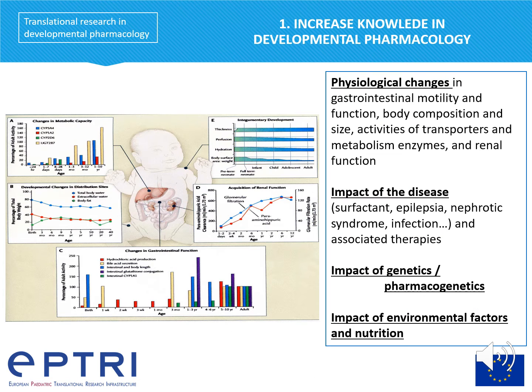First, there is a need to increase knowledge in developmental pharmacology to better understand the factors that impact the pharmacokinetic phases of drug disposition, presented on the left in the cartoon by Greg Cairns, summarizing the 4 phases: absorption, distribution, metabolism, and elimination of drug dispositions. In children, factors that impact drug disposition include physiological changes, impact of the disease and associated therapy, impact of genetics, pharmacogenetics, and impact of environmental factors and nutrition.